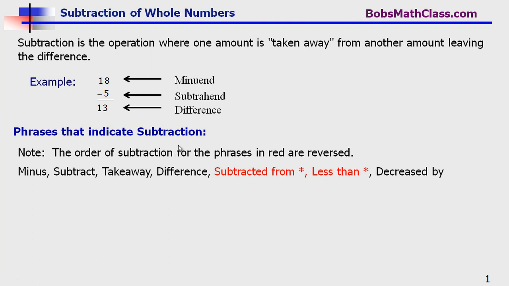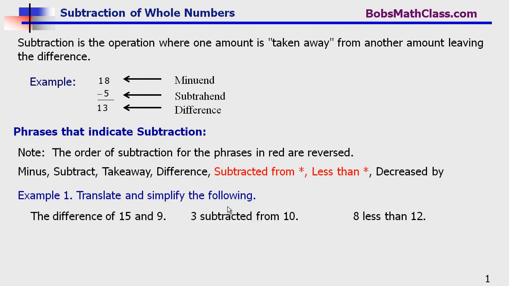Phrases that indicate subtraction. And also note that the order of subtraction for the following phrases in red are reversed. So these are some of the phrases: minus, subtract, take away, difference, subtracted from, less than, and decreased by. So these two phrases in red, the order is reversed: subtracted from and less than. Let's look at some examples.